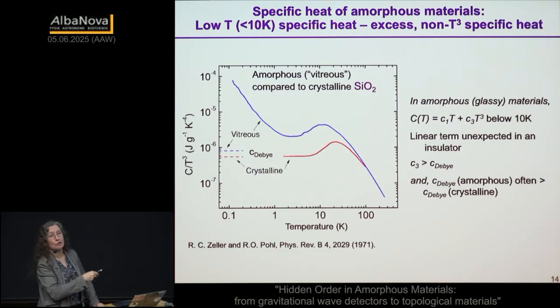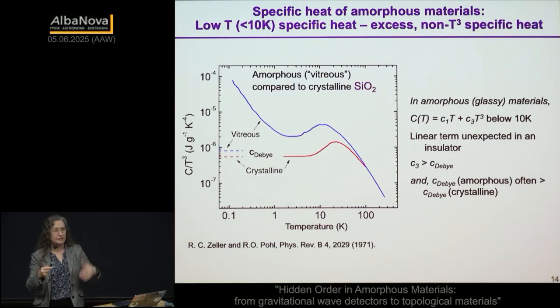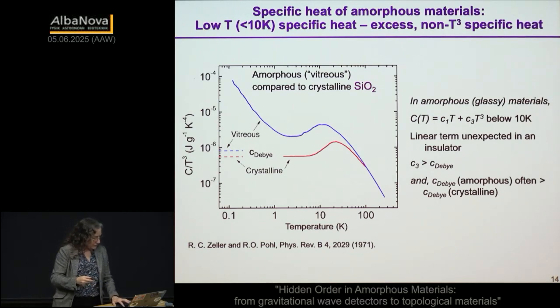Second thing is there's this enormous upturn, which an upturn on C over T cubed is a linear term. Or it could be other things, but it is a linear term. And that huge linear term was a great mystery. These are insulators. There are no electrons in here. I mean, there are no free electrons in here. So this was known for quite a while and was explained by what's called the standard tunneling model.